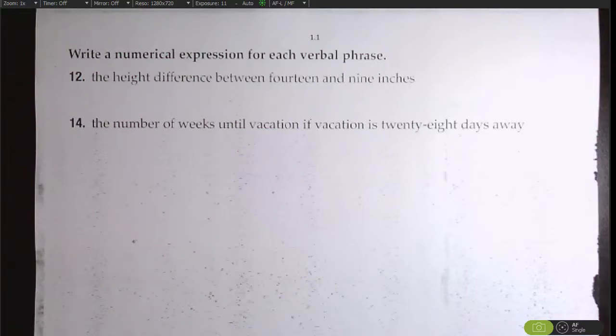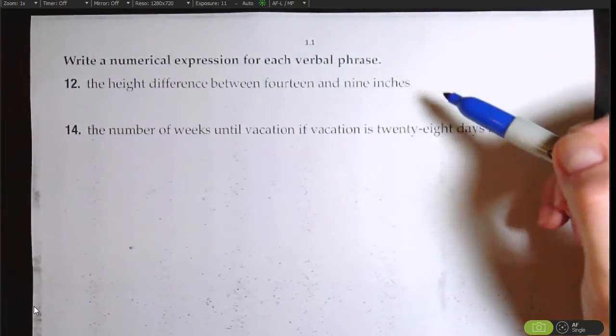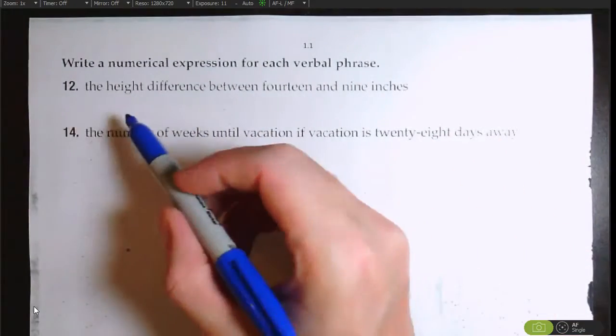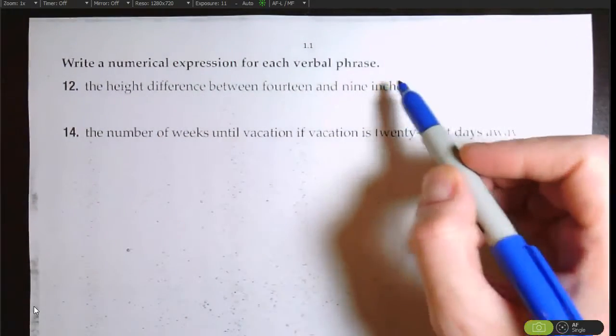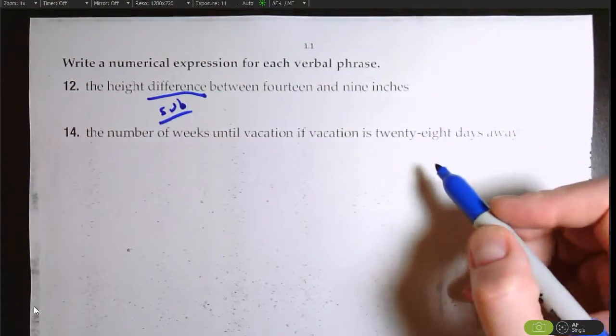Okay, so here are some problems from section 1.1 out of the book. Write a numerical expression for each verbal phrase, number 12. Now the key to this one, when you read through it, is it says the height difference between 14 and 9 inches. Now difference, that means subtraction. So right at the bat we know we're doing subtraction.